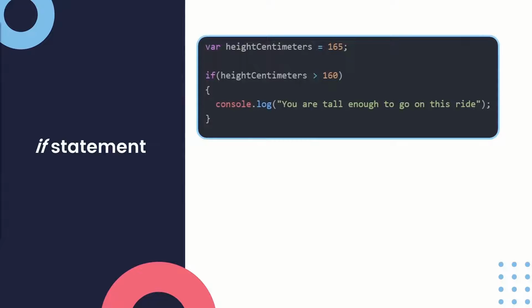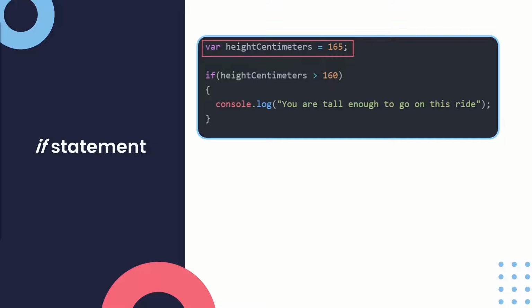Now here is a typical example of how we can actually use the if statement in code. Before we jump into the code, let's build a quick scenario. Let's for argument's sake say that you would like to go on a roller coaster ride, but to actually go on the ride you need to be a specific height at least. So in our code, we create a variable called height centimeters, and this essentially just holds a value of 165.